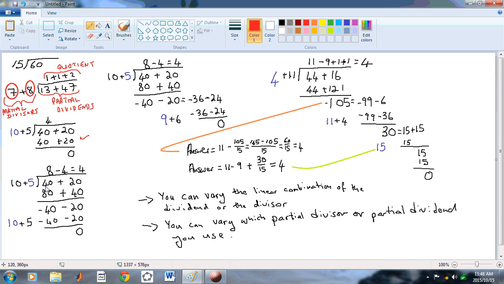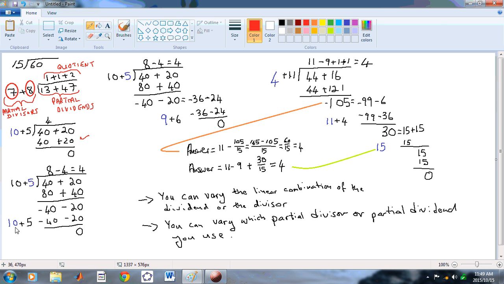It doesn't matter how you do it. You can also choose 5 to be the partial divisor. And you can say, okay, well, 5 goes into 40 8 times, right? So 8 times 10 is 80, 8 times 5 is 40. Do a subtraction here, that's minus 40 minus 20. And then I could have carried on using 5 as a partial divisor, or I could just switch to any other partial divisor I liked here. I could have actually used 13 plus 2 here, or I could have used 15 here, or I could have used any other linear combination of the partial divisor.